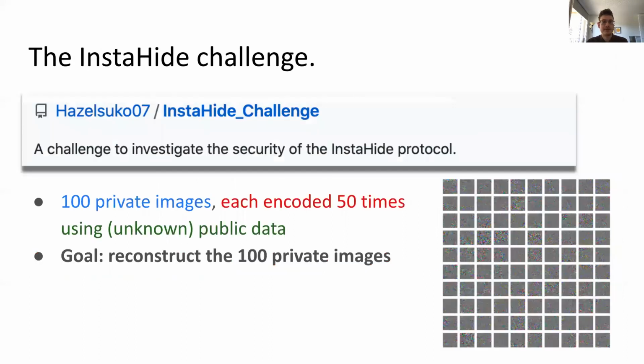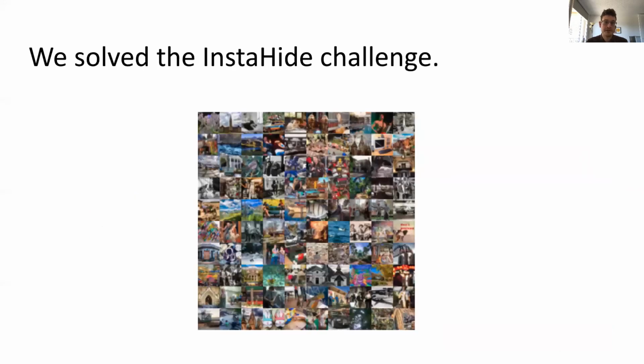So let's now talk about the Instahyde challenge, which was released to test the security of the Instahyde protocol. This challenge consists of 100 images that were each encoded 50 times using some undisclosed public dataset. And to solve the challenge, we have to reconstruct a close approximation of these 100 private images. And we use the attack that Saeed presented earlier to solve this challenge and recover all the private images.